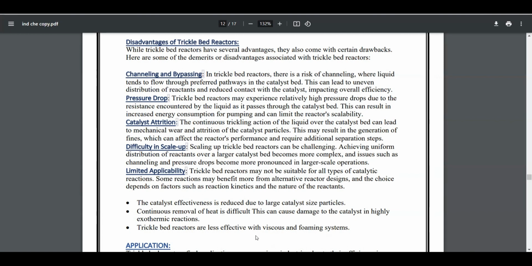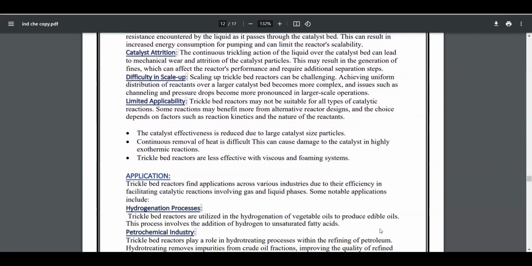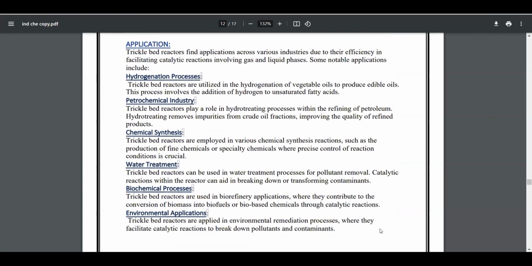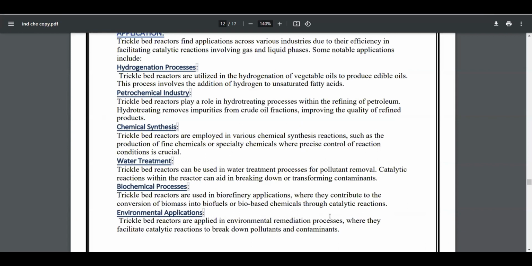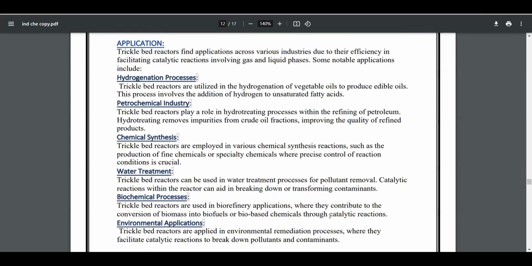The continuous trickling of the liquid over the catalyst bed can also cause mechanical wear and attrition to the catalyst particles, and this may result in the generation of fines, which can affect the reactor performance and require additional separation steps. In trickle bed reactors, continuous removal of heat is difficult, so this can cause damage to the catalyst in highly exothermic reactions. And the catalyst effectiveness is also reduced due to the large catalyst particle size. Trickle bed reactors are less effective with viscous and foaming systems. They have limited applicability. These reactors may not be suitable for all types of catalytic reactions, and the choice of the reactor depends upon factors such as reaction kinetics and the nature of the reactants.